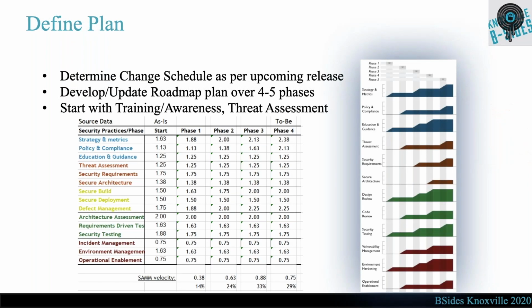Once you set the target, you can define the plan. In order to do that, first you need to determine the change schedule as per the upcoming release and develop an update roadmap plan over the next four or five phases. Now, this phase-wise approach is also good from the change management perspective. What we recommend is no less than three phases and no more than five phases to roll out SAMM.